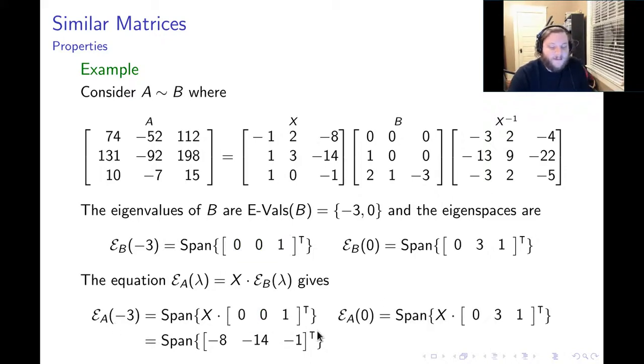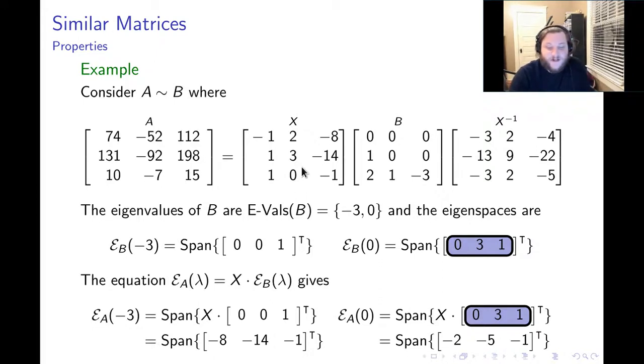For lambda equals 0, the story is the same. For B, that space was spanned by the single vector 0, 3, 1. To get our basis vector for the eigenspace of A, where lambda is 0, we multiply 0, 3, 1 by the matrix X that pops up in our factorization here, and that produces our single basis vector -2, -5, -1.